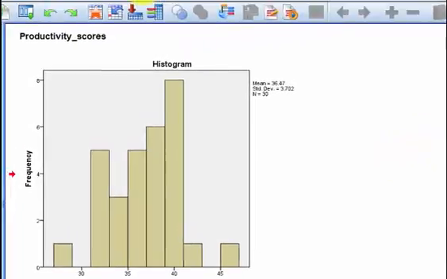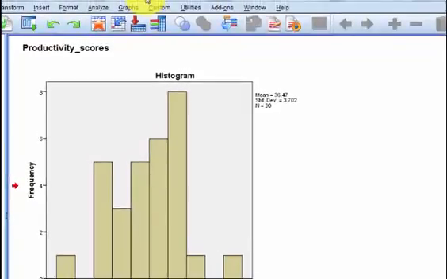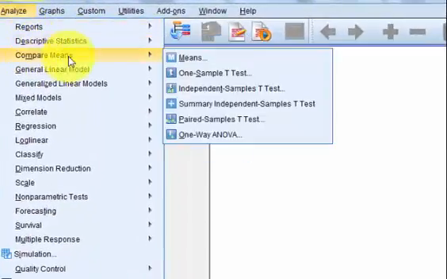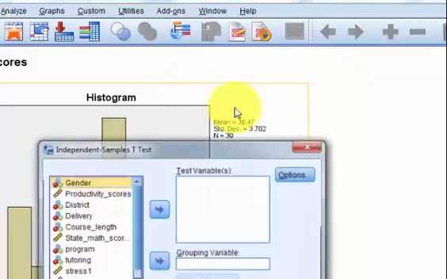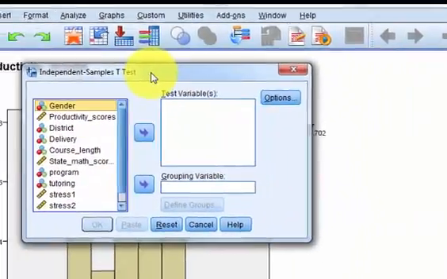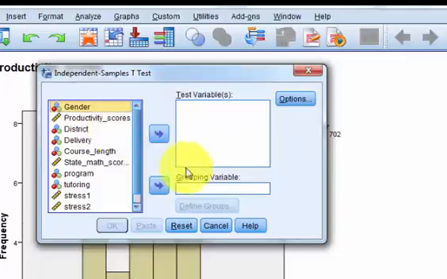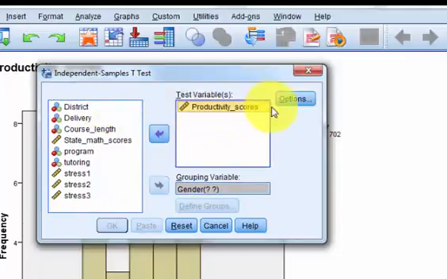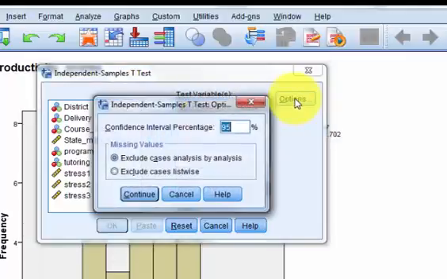You can run it from either the output page or the data page. But this time we're going to go to Analyze, Compare Means, Independent Means, and it's going to give us the homogeneity variance test in this t-test. So that's where that's going to come out. So our grouping variable with this problem is gender and productivity scores. And let's just see what kind of options we got here.